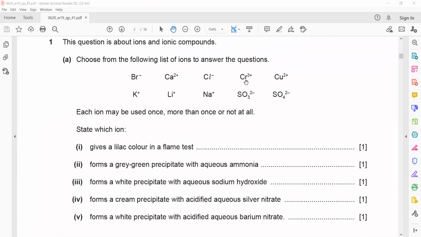Sulfide, and sulfate ion. Each ion may be used once, more than once, or not at all. State which ion gives the lilac color. So which one will give a lilac color? That's potassium. Forms a gray-green precipitate with aqueous ammonia. So gray-green precipitate, that's a chromium ion.